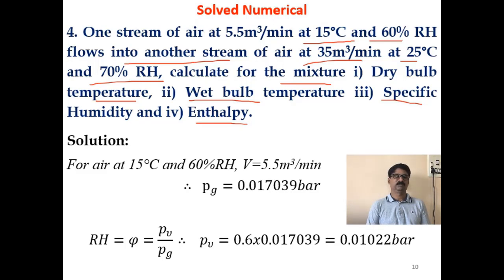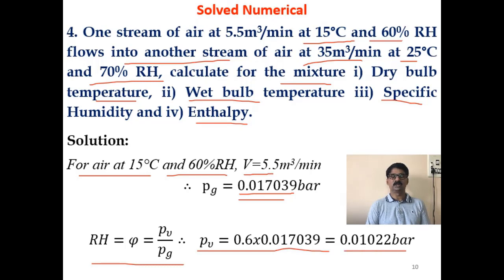Now let us take stream 1, at 15 degrees Celsius and 60% RH and a volume flow rate of 5.5 meter cube per minute. If you observe the thermodynamic data book at 15 degrees Celsius, the saturation pressure is 0.01739 bar. Now use the RH expression, because RH is given as 60%, which is PV by PG. So you can find PV as 0.01022 bar. This is how you have to proceed without using the chart.